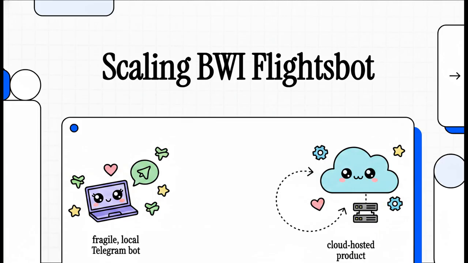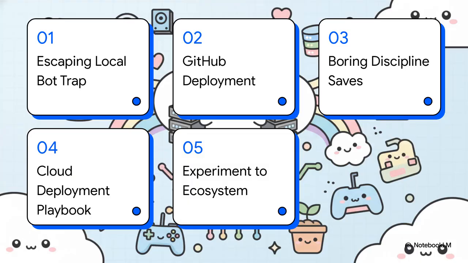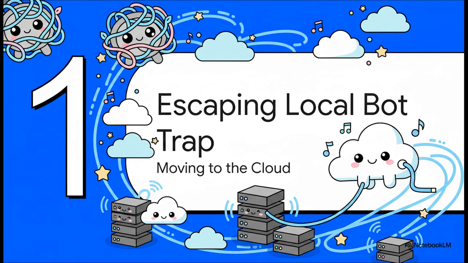So, if you've ever wondered how to scale up your own messy side project into a highly resilient professional ecosystem, well, stick around because this is absolutely for you. We've got a really clear structured roadmap for today. We are going to start by escaping the local bot trap, and then we'll tackle the whole GitHub deployment decision. After that, we'll see exactly why boring discipline saves hours, walk step by step through the cloud deployment playbook, and finally, look at how to scale from a single experiment to a full ecosystem. Let's kick things off with Section 1, escaping the local bot trap and making that crucial move to the cloud.